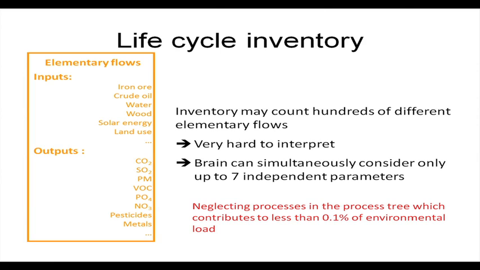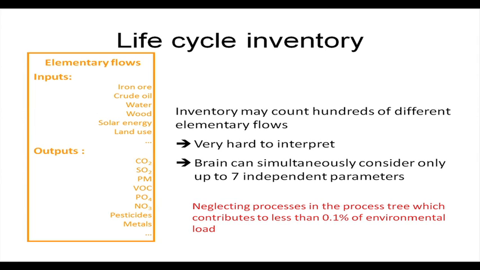So it gets very hard to interpret, because if you have so much data, how to make sense of it? Our brain cannot really synthesize all this data together. It has been said that the brain can simultaneously consider only up to 7 independent parameters. So the brain cannot take more than 7 independent parameters. So if you have a huge data set, it becomes difficult for us to understand and comprehend.